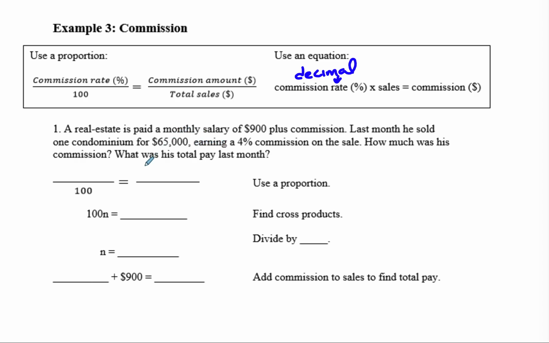The sales is $65,000. We don't know what the commission is. I'm going to put n here. We do know the commission rate is 4%. So percent over 100, 4 out of 100, equals our commission amount over the total sales. So go ahead and pause the video and finish this problem.